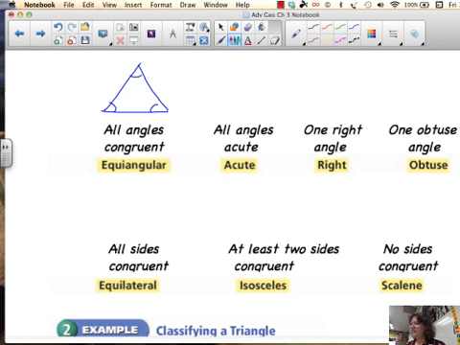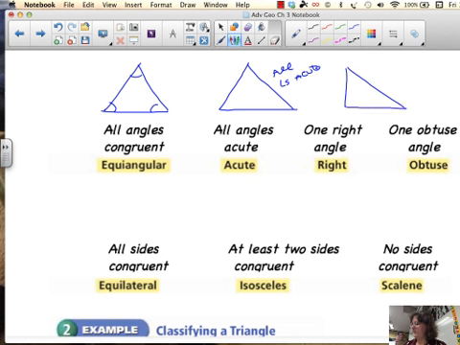If all the angles are acute, then it's called an acute triangle. So it doesn't have to be equiangular. So I'll try to make something that doesn't quite look equiangular, but still looks like they're all acute. So I'll put all angles acute, and that's an acute triangle. If it has a right angle, then it's called a right triangle.